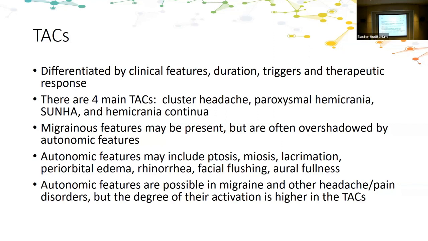Migraine features may be present, but are often overshadowed by the autonomic features. What I mean by that is that you may have some nausea, you may have some photophobia, things like that. Autonomic features that may occur include ptosis, miosis, lacrimation, periorbital edema, rhinorrhea, facial flushing, and oral fullness. It is important to note that just because you have autonomic features doesn't mean that it's necessarily a TAC. You can have some autonomic features with migraine as well.